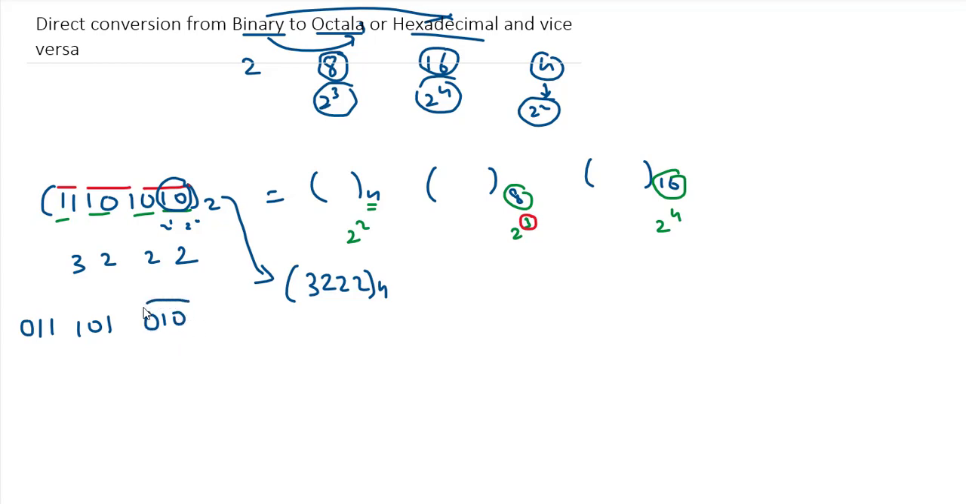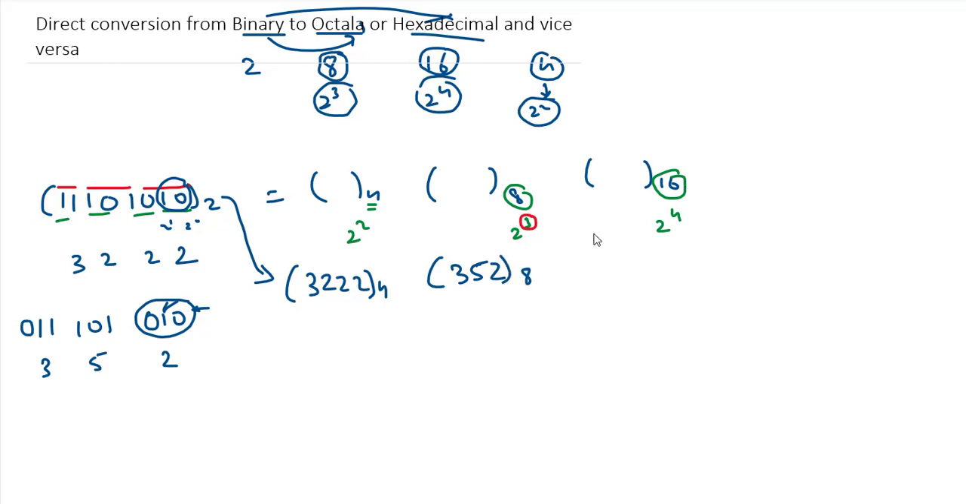So now we'll have to write the decimal equivalent of these groups. So first digit we'll have to multiply with 2 raised to 0, then 2 raised to 1, then 2 square. So the value of this group will be equal to 2. The value of this group will be equal to 4 plus 1, which is 5. For this group it will be 2 plus 1, which is 3. Hence the base 8 equivalent of this number will be equal to 352.